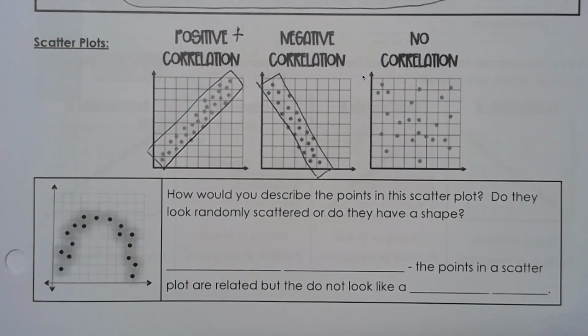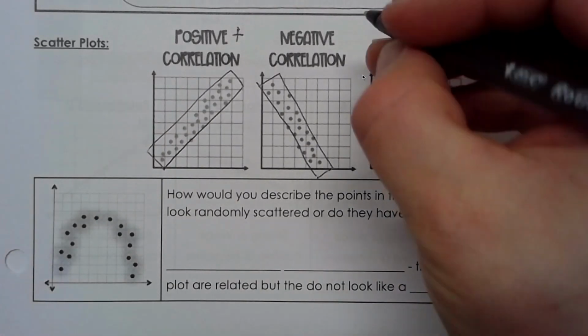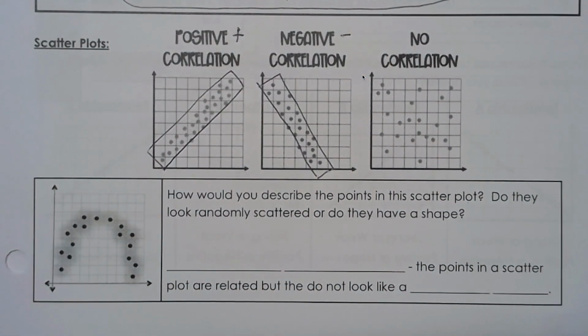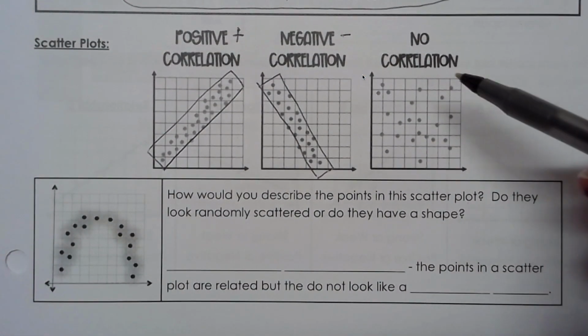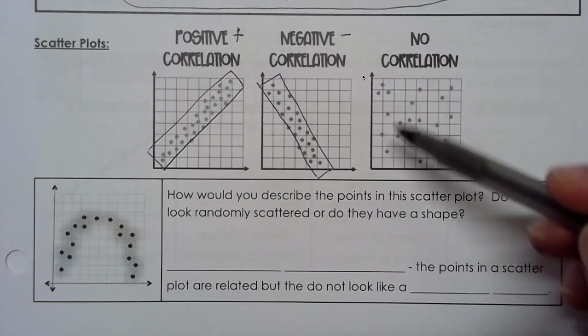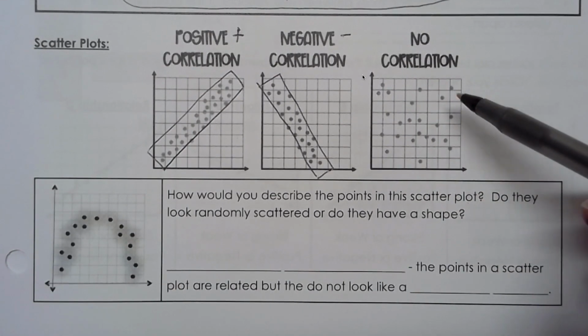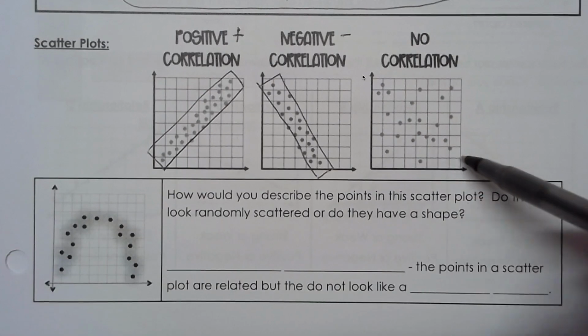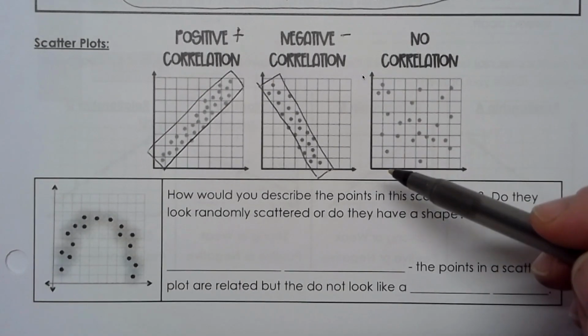Negative correlation, the points look like a rectangle going downhill. You can draw a rectangle around the points going downhill. Negative correlation. No correlation. Has random points scattered all around. There's no relationship between the x variable and the y variable.